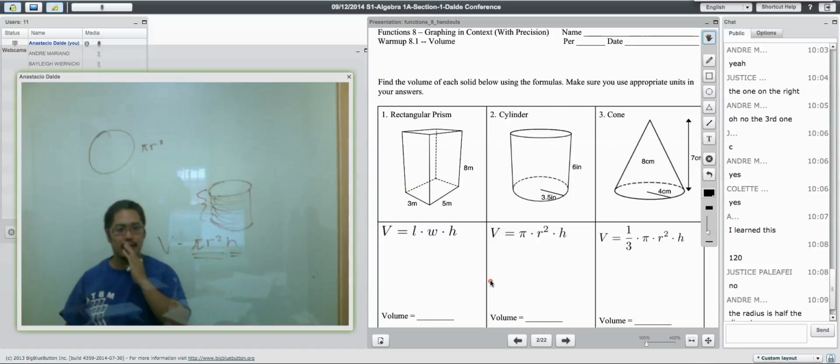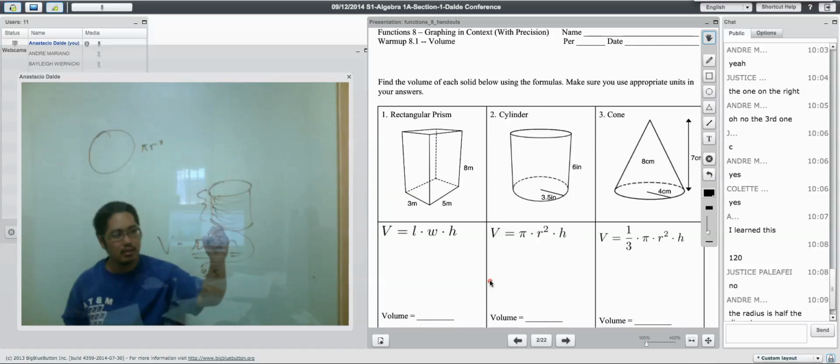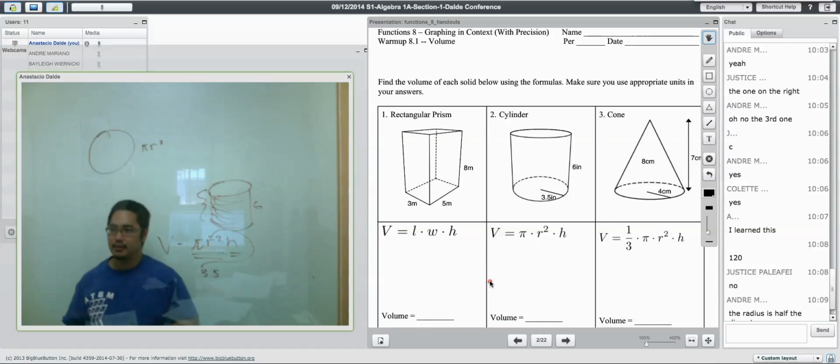This time they gave us that the radius is 3.5. So what does that mean? The diameter is 7. But the r is what we're looking for, so we plug 3.5 in there. We have to do 3.5 times 3.5 times 3.14, which is what pi is, times the height, which happens to be 6. Does that make sense?